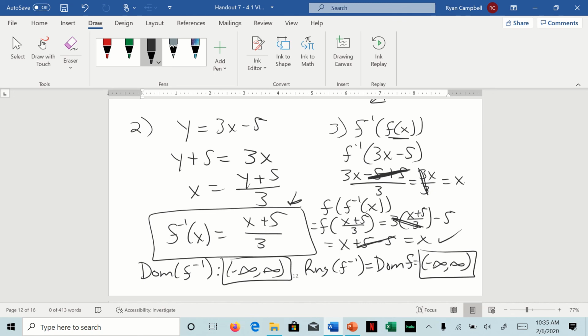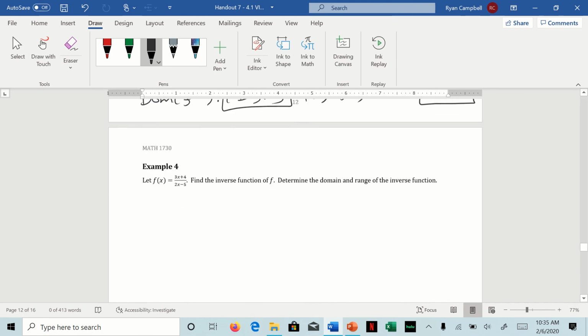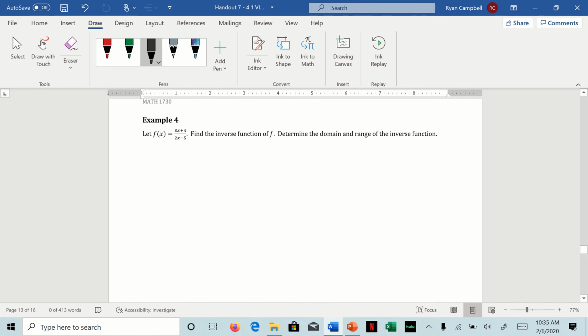Cool. All right, let's look at example 4. This is when things are going to get a little crazier. Let f of x be (3x plus 4) over (2x minus 5). Find the inverse and the domain and range. So first thing we have to do is determine that it's one-to-one. And we haven't talked about this yet.